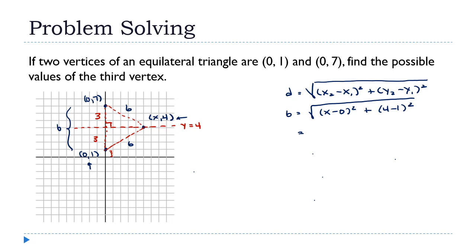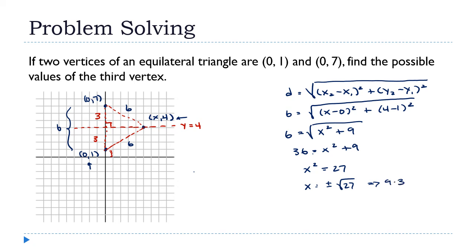So x minus 0, that's x, so this is x squared. 4 minus 1 is 3. 3 squared is 9. Square both sides. 36 equals x squared plus 9. Subtract 9 from both sides. X squared, excuse me, x squared equals 27. 9 and 27, yeah, 36, good. Take the square root of both sides. X equals plus or minus the square root of 27. 27, that's 9 times 3. So x is plus or minus 3 times the square root of 3.